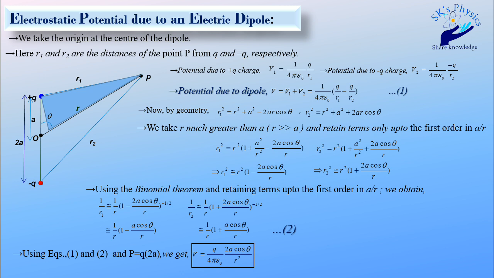Here 2aq is p, so we can write V is equal to p cos theta upon 4 pi epsilon 0 r square. Now p cos theta we can write in vector form, that is V is equal to p dot r cap upon 4 pi epsilon 0 r square.